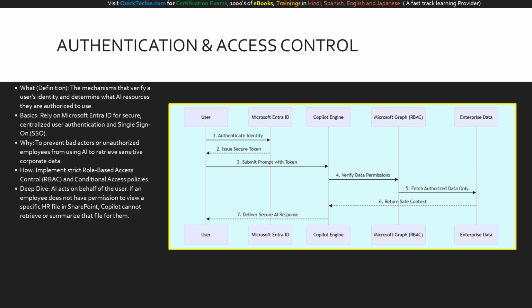Steps 6 and 7. The authorized data is returned to Copilot, which generates and delivers a highly secure, permission-trimmed AI response. This step-by-step flow proves that authentication isn't just about logging in, it is an active, continuous shield that dictates exactly what the AI can see and do on a per-user basis.